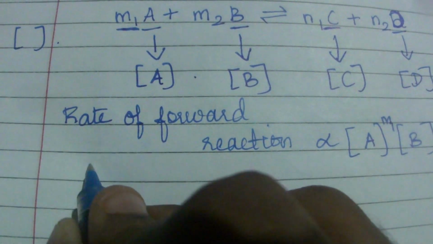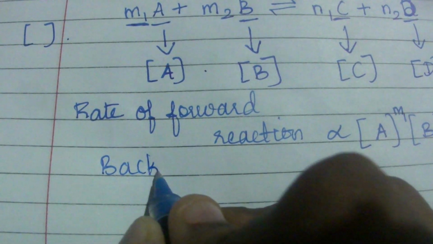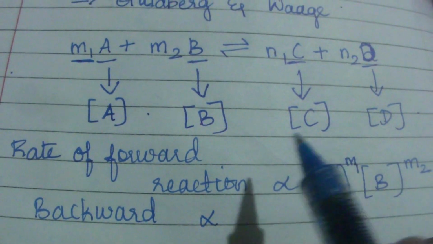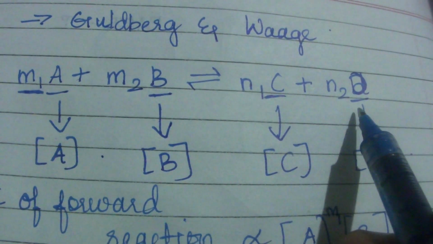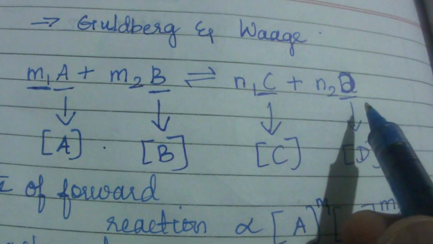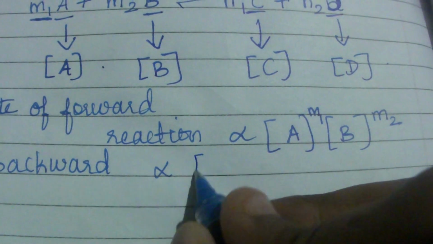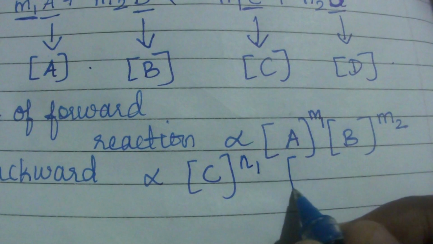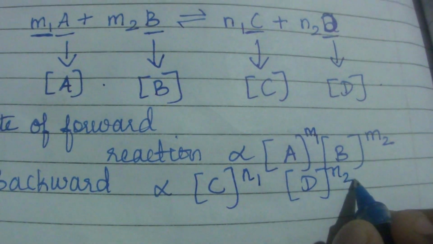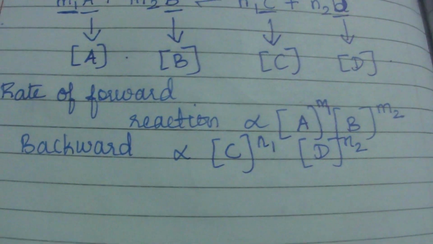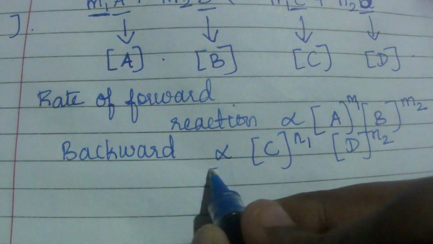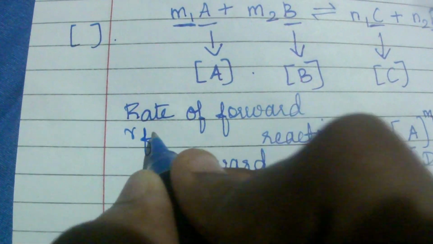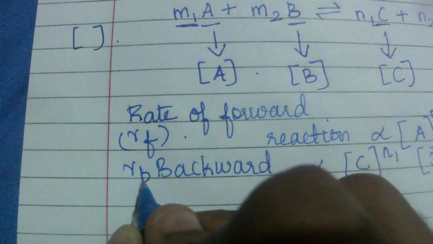What about the backward reaction? It is directly proportional to the product of active masses, where we look only at the reactants of the backward reaction. So I write [C] power its stoichiometric coefficient n1, and [D] power its stoichiometric coefficient n2. Whenever we remove the proportionality sign we add a constant. Let the rate of the forward reaction be RF and the backward be RB.